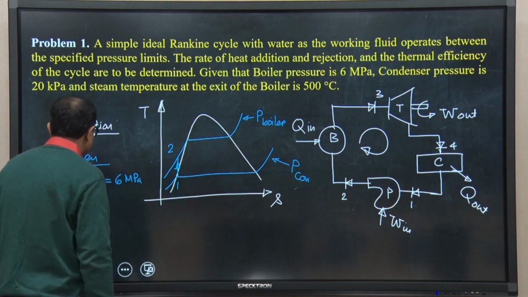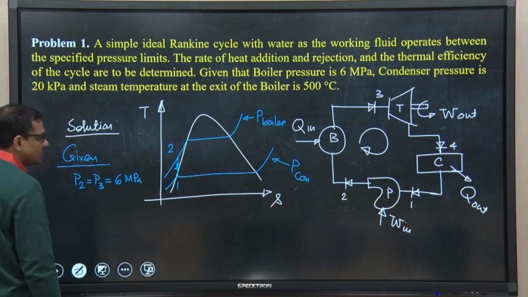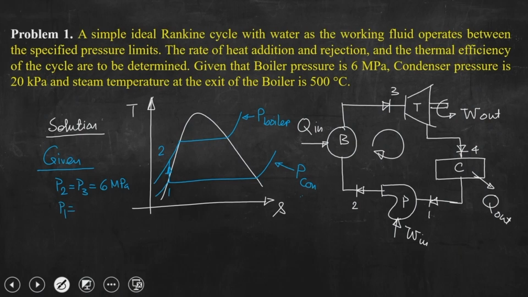So, this is P2 equal to P3 equal to 6 megapascal. Condenser pressure is 20 kilopascal, that is P1 equal to P4 equal to 20 kilopascal. Since we could not locate point 3 on the T-s plane, we also could not locate point 4, because 3 to 4 is the isentropic process occurring inside the turbine. Next, T3 is given, that is 500 degrees Celsius, because the temperature at the exit of the boiler is 500 degrees Celsius.